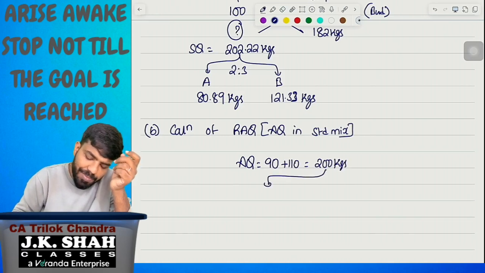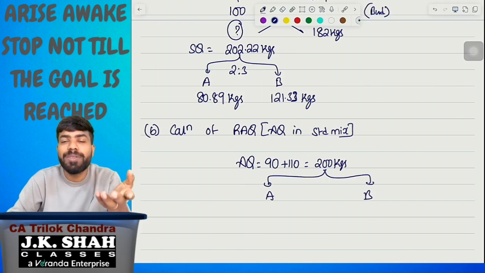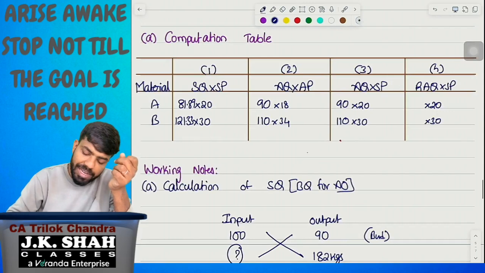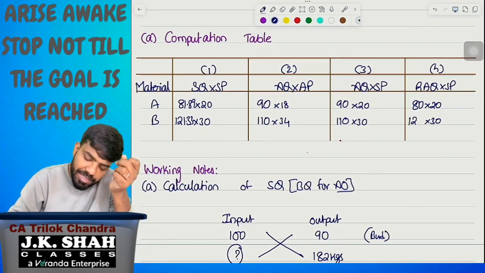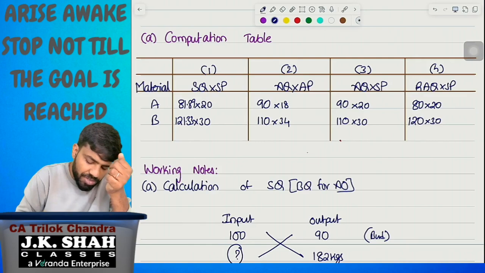We'll divide it in the standard mix proportion between A and B. Are you understanding? What is the standard mix proportion? 2 is to 3. Then it will become 80 kgs and 120 kgs. Here I'll take 80 kgs and 120 kgs. Now we need to calculate the cost one by one.